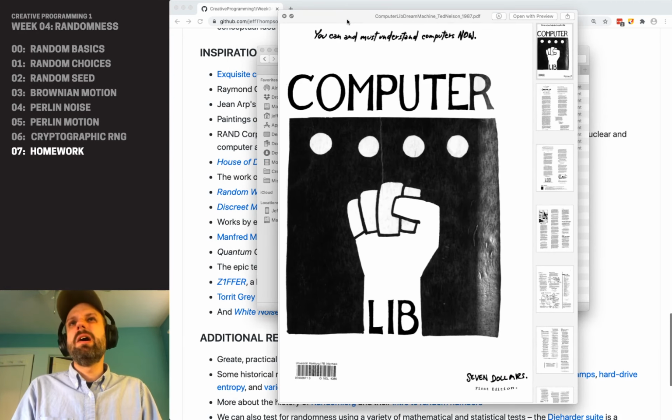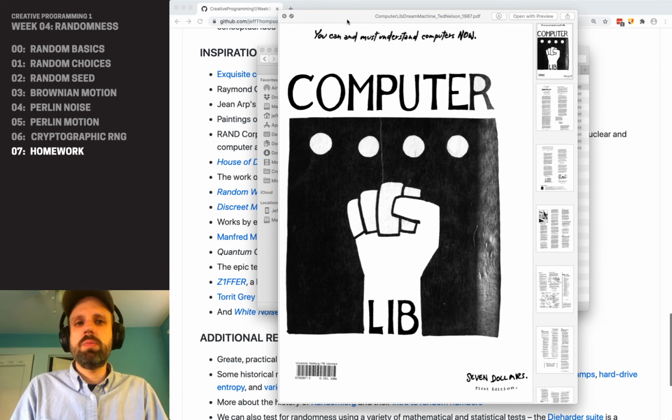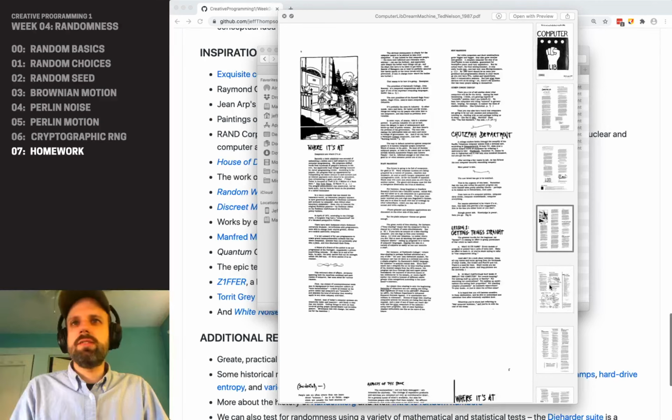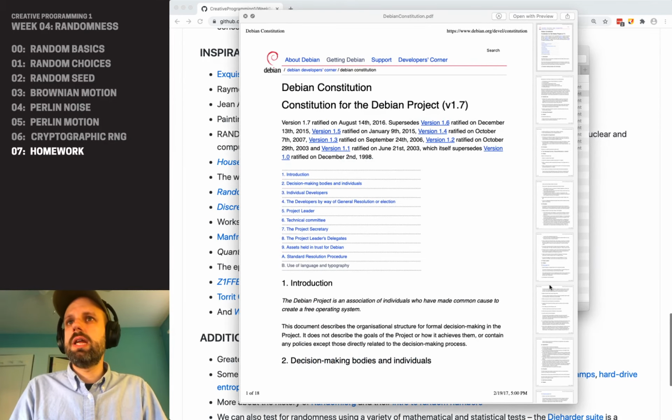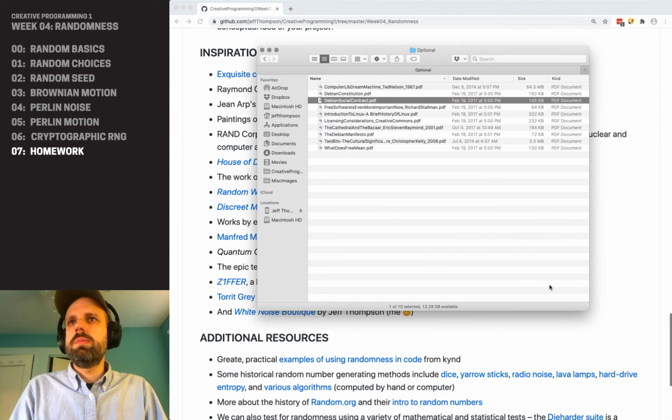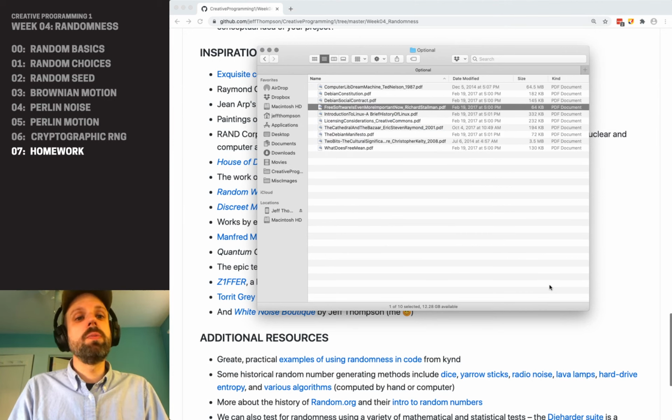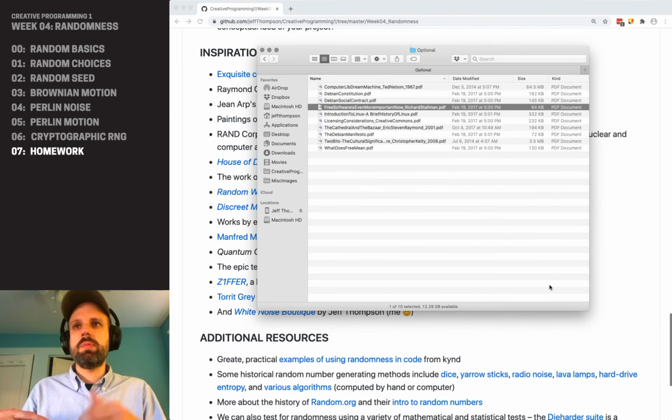There's quite a bit. Ted Nelson's 1987 Computer Lib and Dream Machine is a really important document, and has lots of crazy drawings. There's the Debian Constitution, which is part of Linux. Debian Social Contract. There's a bunch of stuff in here. So if you're really, really interested, these would be great places to start.